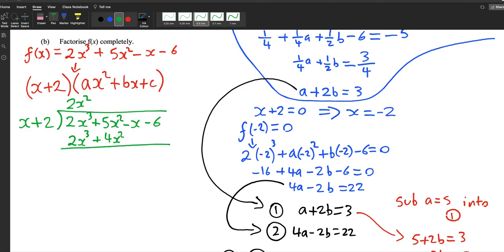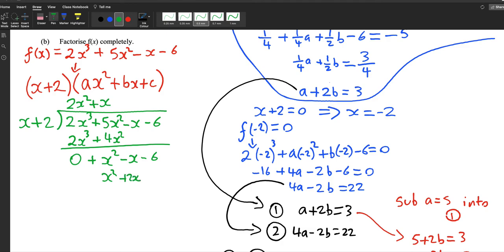And then I'm going to subtract. When I subtract, I get 0, because 2x cubed minus 2x cubed is 0. Here I get x squared. 5x squared take away 4x squared is x squared. Minus x minus 6. Then I have x into x squared, which is just x. X multiplied by x is x squared. X multiplied by 2 is plus 2x.